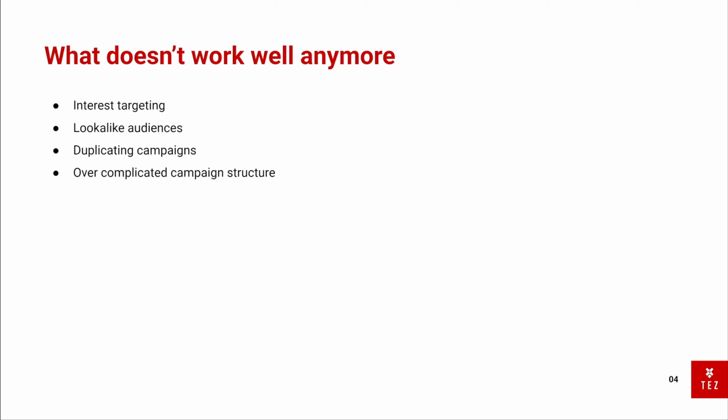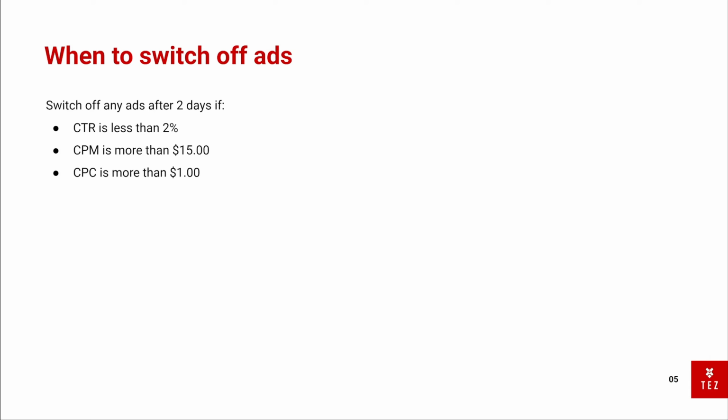Basically, Facebook has dumbed it all down and you just need one campaign that's for testing, one campaign for scaling, one for bottom of the funnel, and you're pretty much set. And if you have multiple categories on your website, then you create new campaigns for them. So when to switch off ads? Switch off any ads after 2 days if your CTR is less than 2%, your CPM is more than $15, or your cost per click is more than $1.